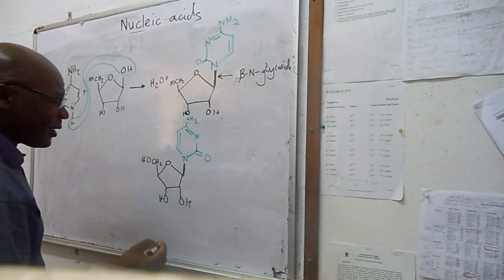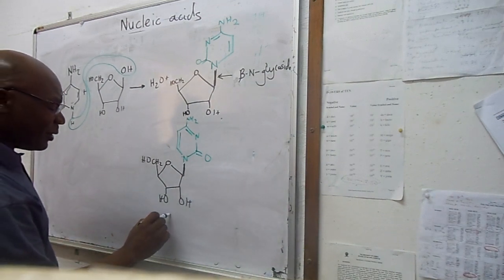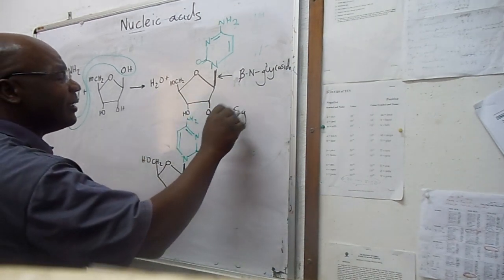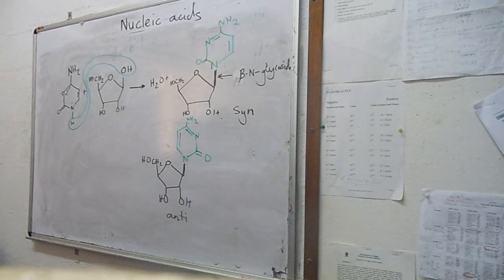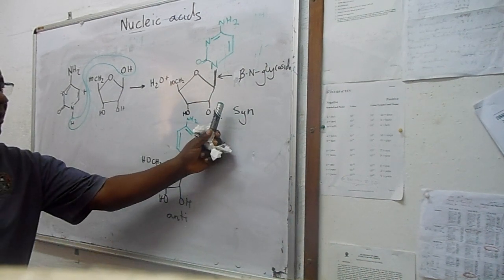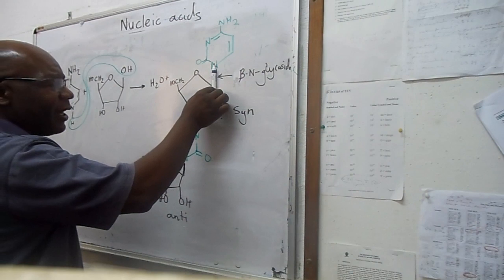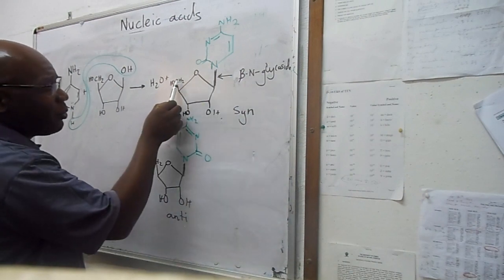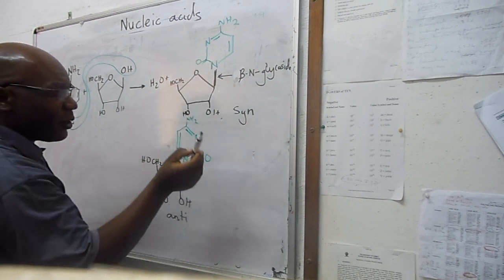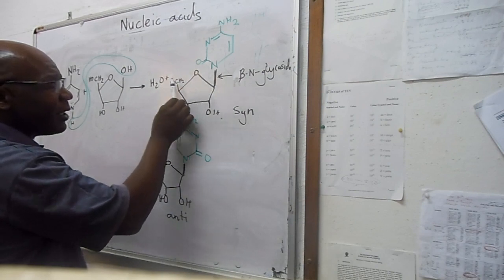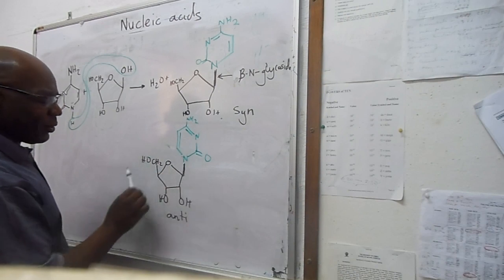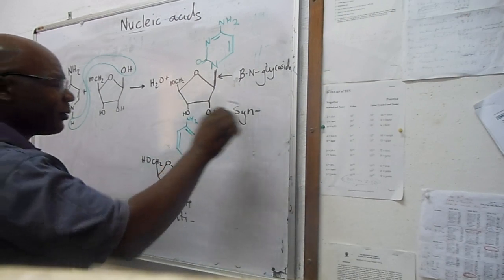So if they are pointing to different sides, this configuration is called the anti-configuration. This is called the syn configuration. What's the reference point? The N-glycoside. And then you use the terminal hydroxide and the oxo group for the pyrimidines. If they are pointing in the same direction, then it's a syn. If they are pointing in the opposite direction, then it is the anti-configuration.